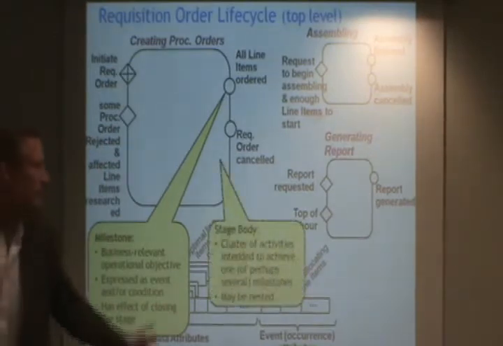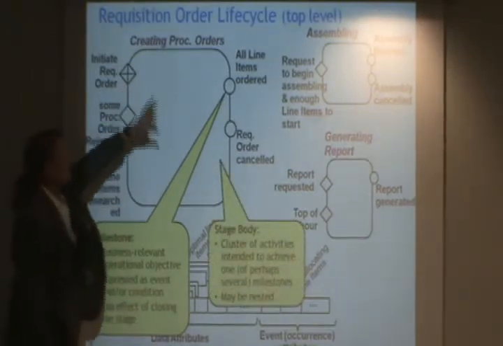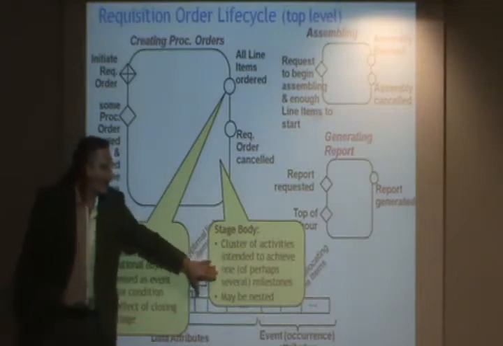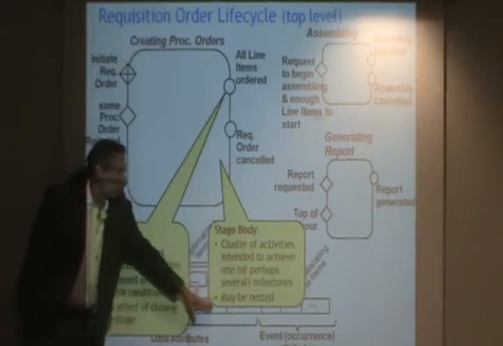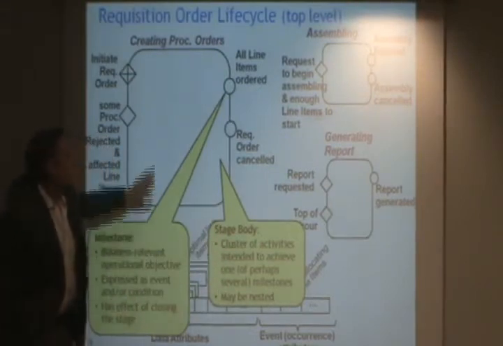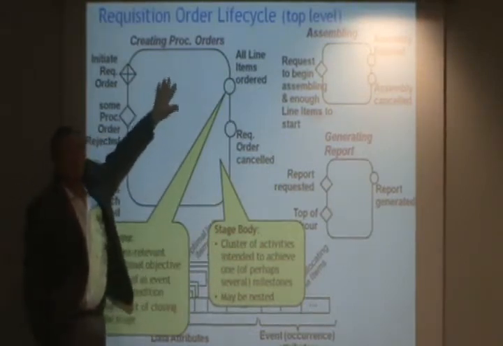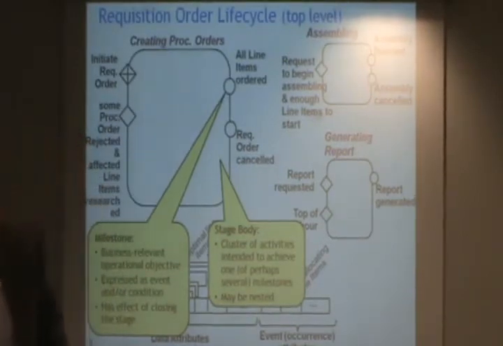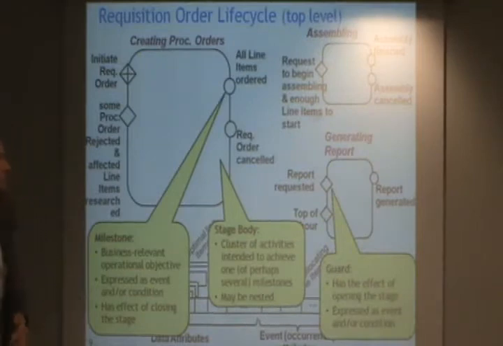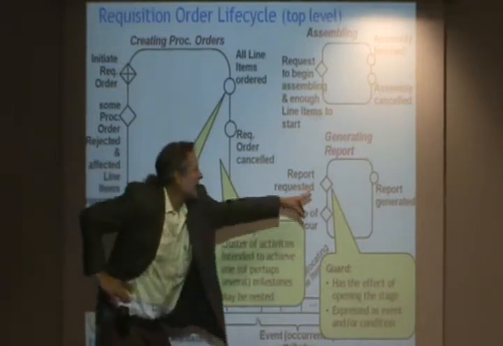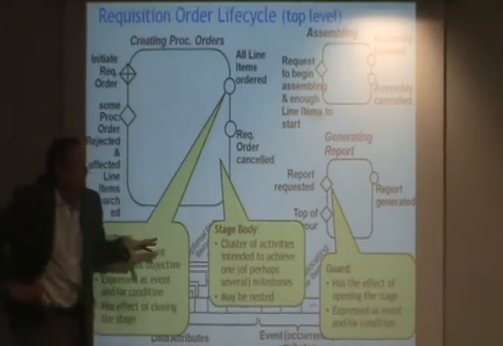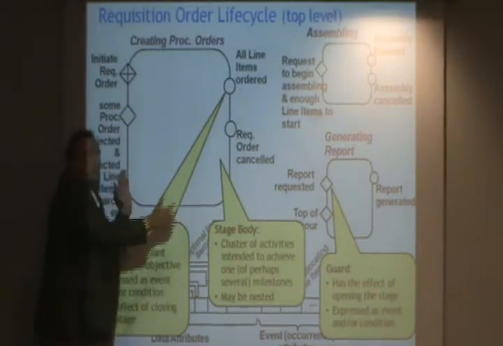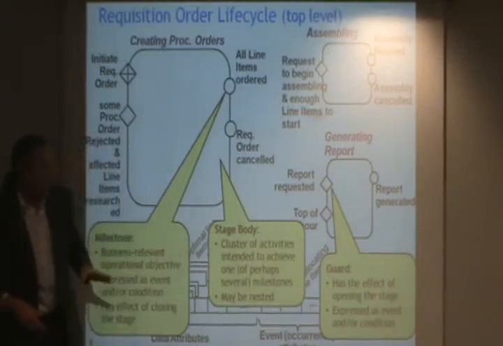So the next, and I've kind of alluded now, so these rounded rectangle stage bodies are clusters of activities intended to achieve one or perhaps one of several milestones. Okay? Now these stage bodies, stages may be nested. Okay? So inside I might have some more stages, which I'll show in a moment. Okay, and then I've got these guards. So the guards have the effect of opening the stage to do some activity. They're expressed again as an event and or condition. Okay.